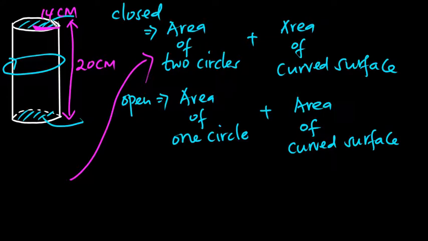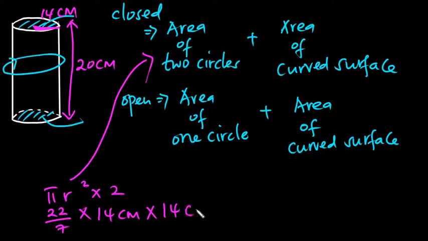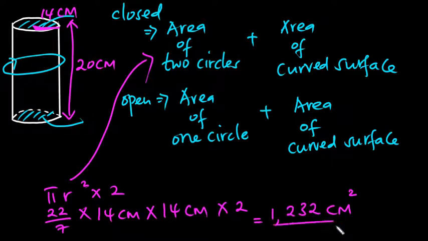To find the area of a circle, we need pi r squared. But since they are 2, we shall multiply by 2. We can use pi as 22/7, and the radius as 14 centimeters, so times 14 centimeters, and then times 2. When you work this out, you're going to get 1,232 square centimeters. So that is the area of the two circular parts.